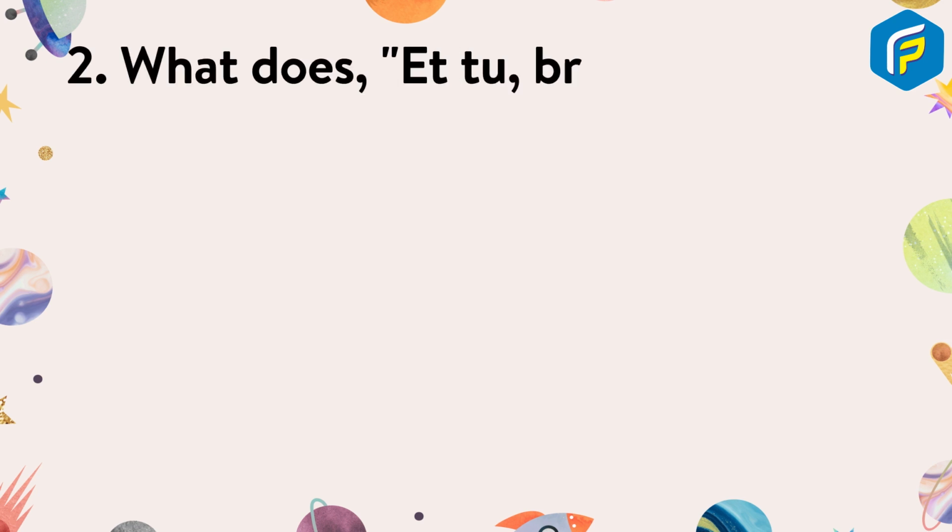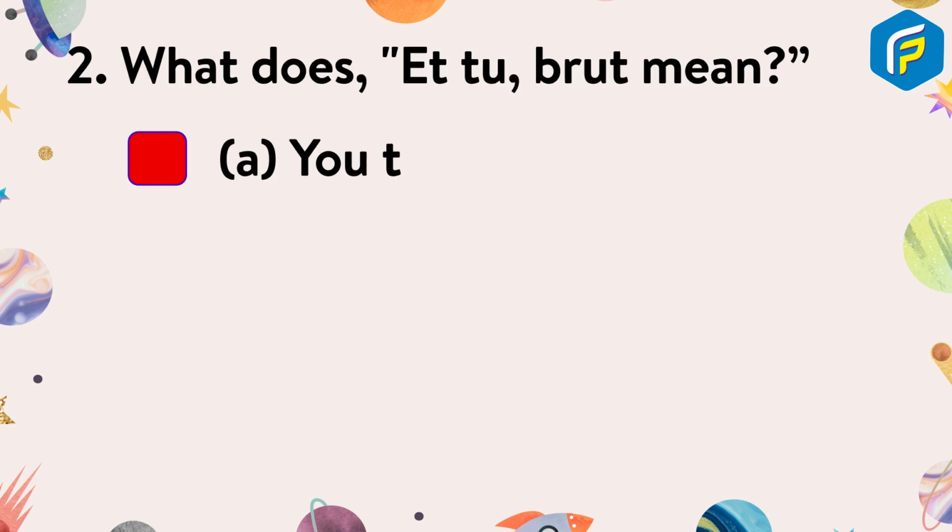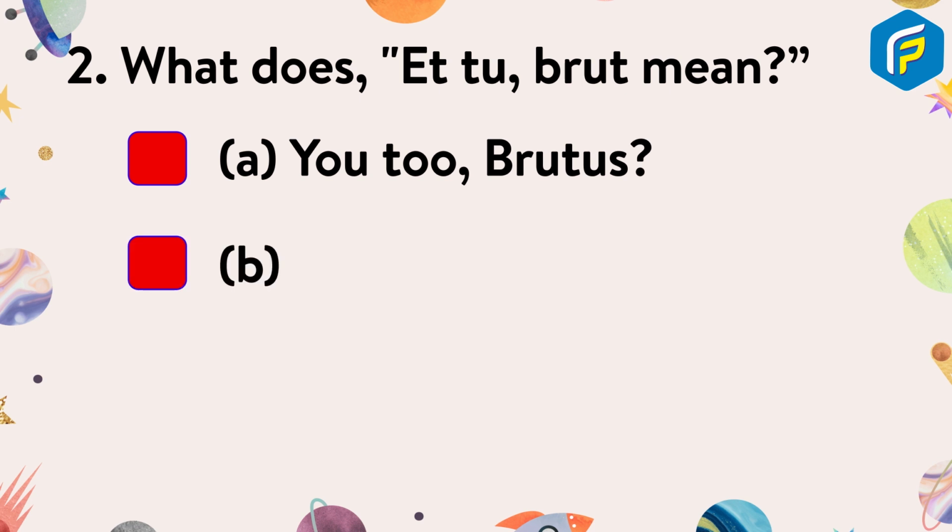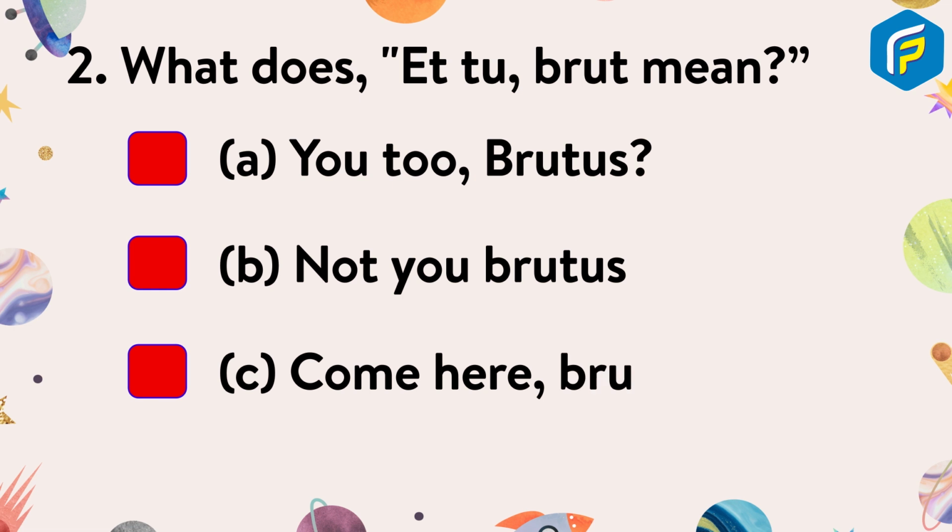2. What does et tu, Brute mean? A. You too, Brutus. B. Not you, Brutus. C. Come here, Brutus. Answer. A. You too, Brutus.